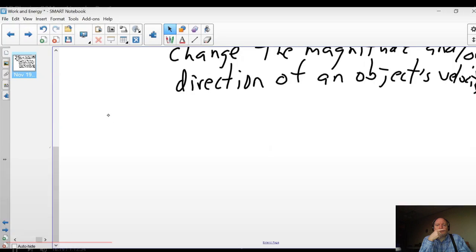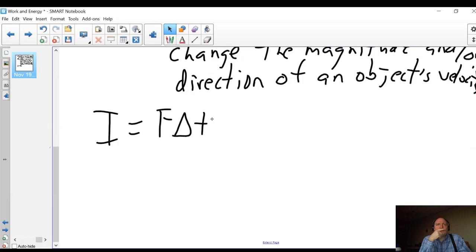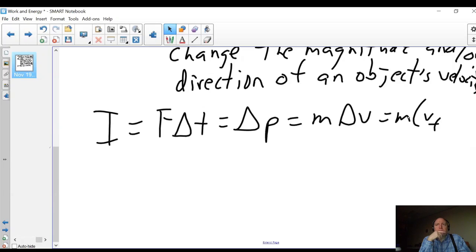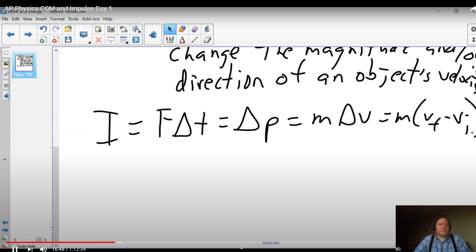Just to write up the full equations, impulse is force times delta t, which is changing the object's momentum, which is mass times change in velocity, which we know that delta v is v final minus v initial. So all of those things are equivalent. I like that. Those are all impulses. We don't change the velocity, that is the momentum of an object, without the application of an outside force.